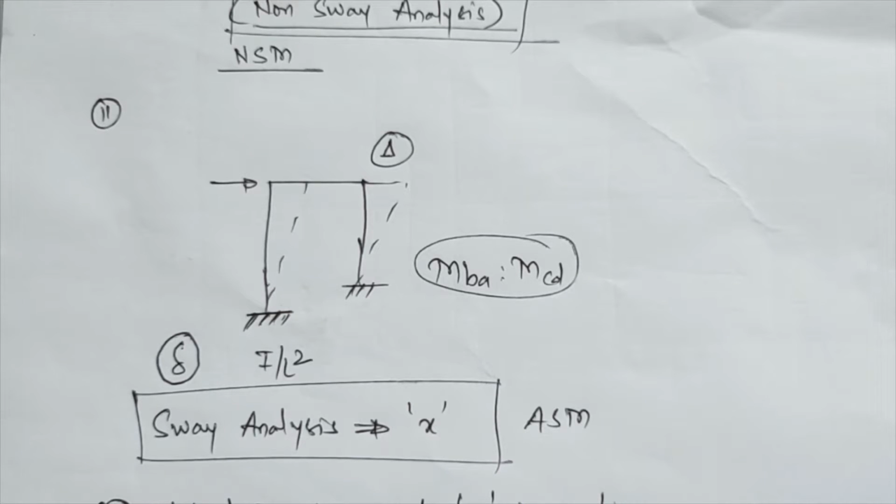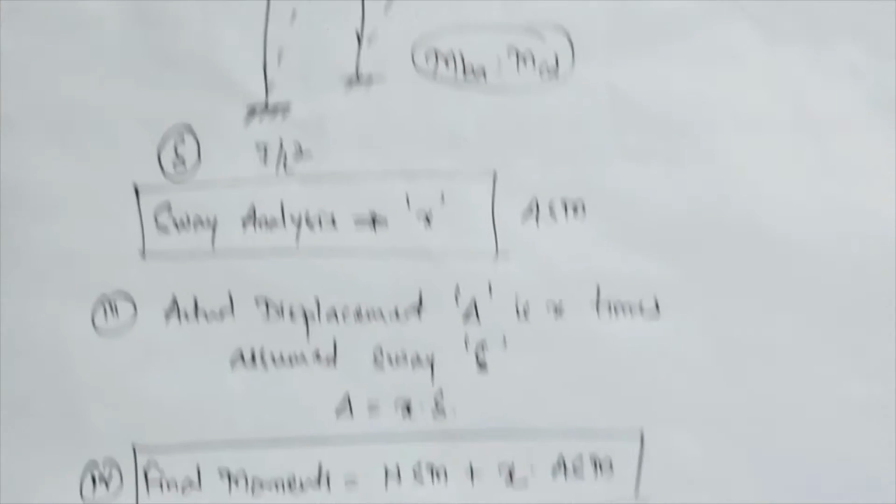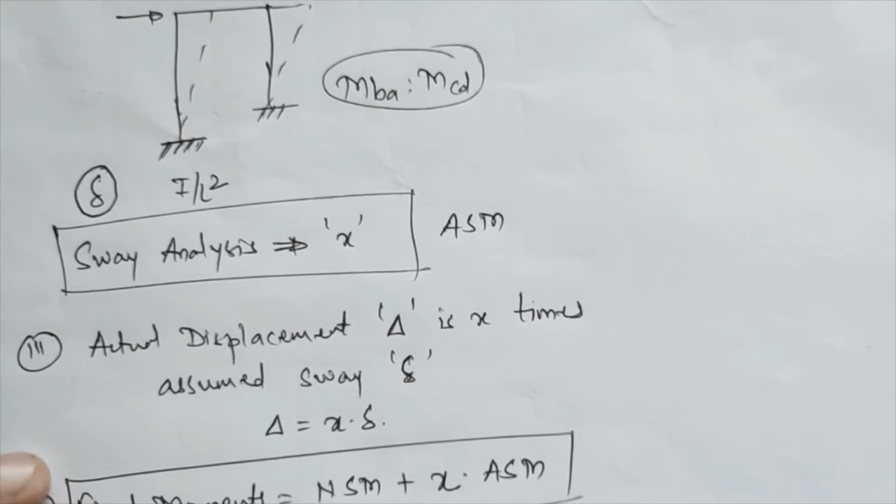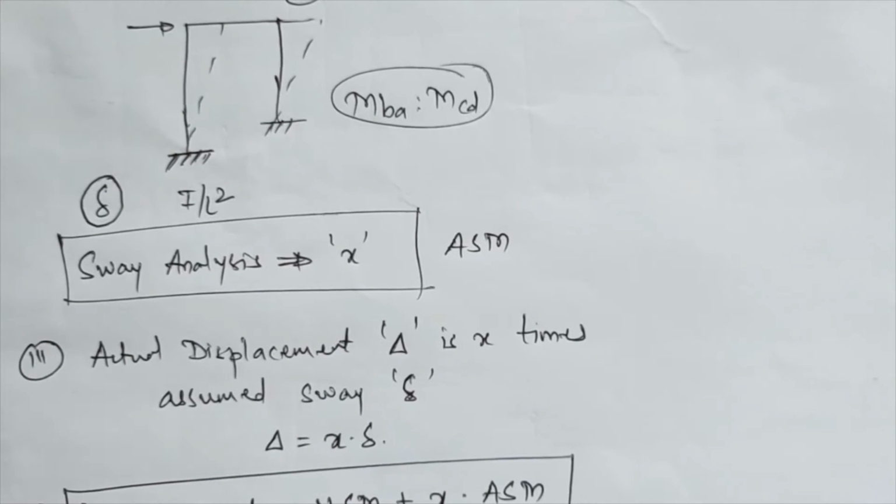In that, the correction x will be applied. You have to apply that correction to the total displacement, and at last you have to obtain the final moments, which is equal to non-sway moments plus x times the actual sway moments. Okay, so using this concept you have to carry out the sway analysis for the moment distribution method.